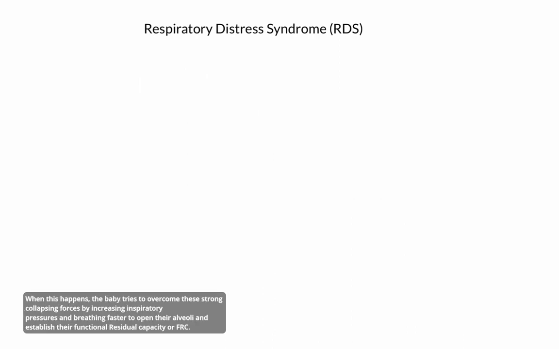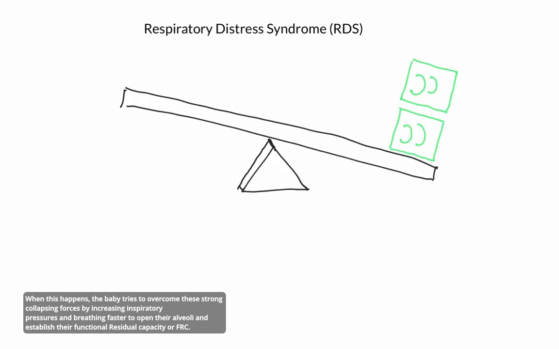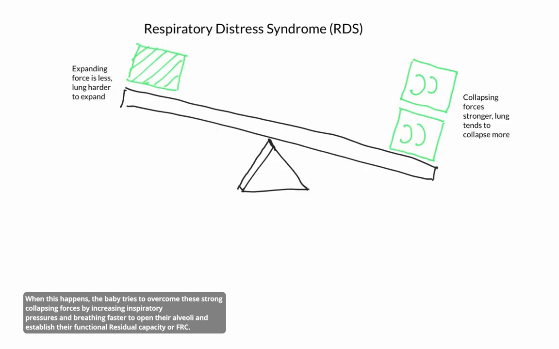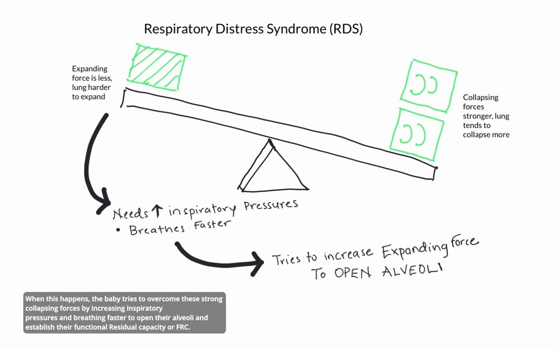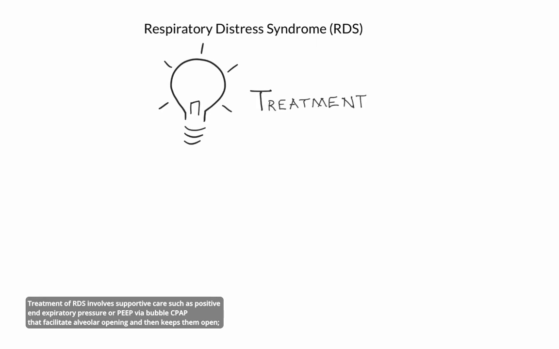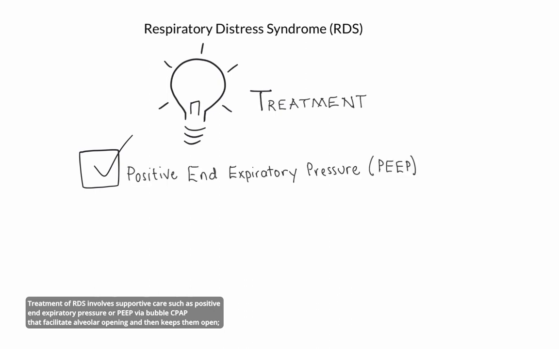When this happens, the baby tries to overcome these strong collapsing forces by increasing inspiratory pressure and breathing faster to open their alveoli and establish their functional residual capacity, or FRC. Treatment of RDS involves supportive care, such as positive end expiratory pressure or PEEP, via bubble CPAP that facilitates alveolar opening and then keeps them open.